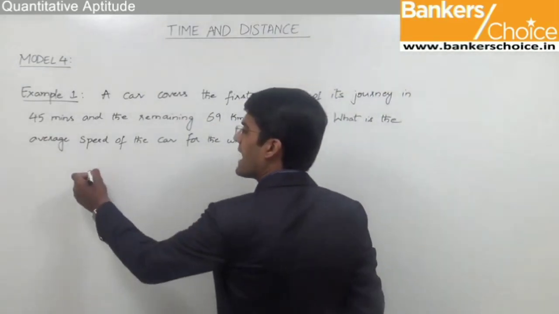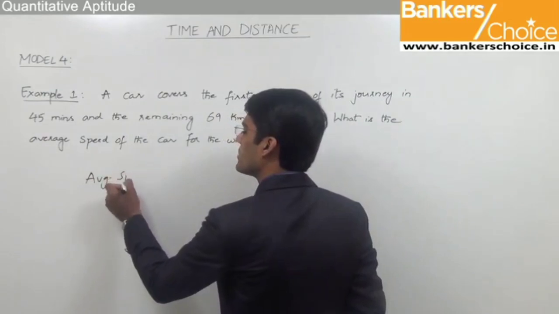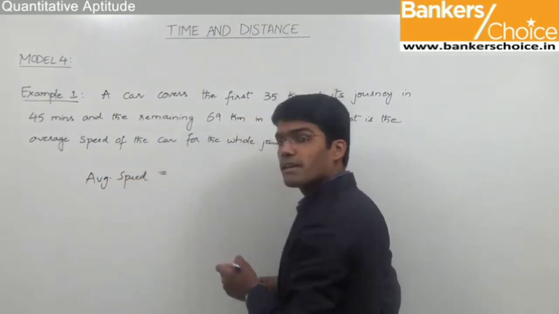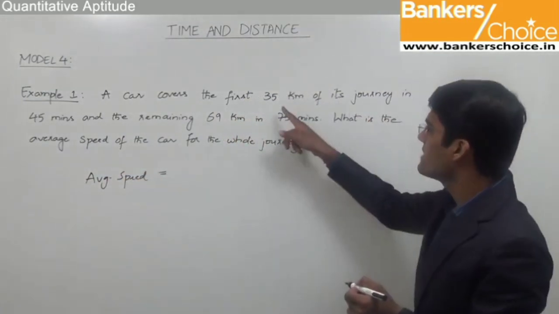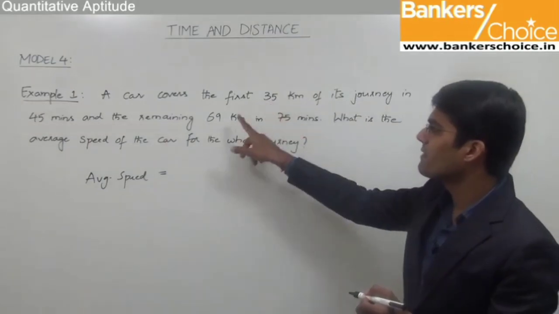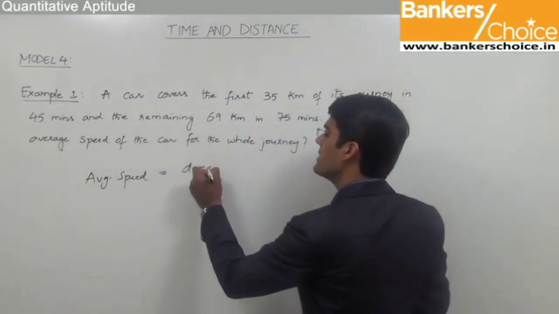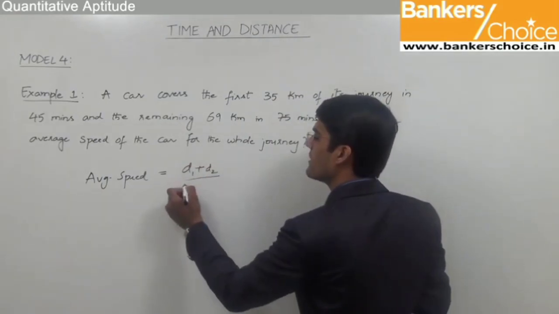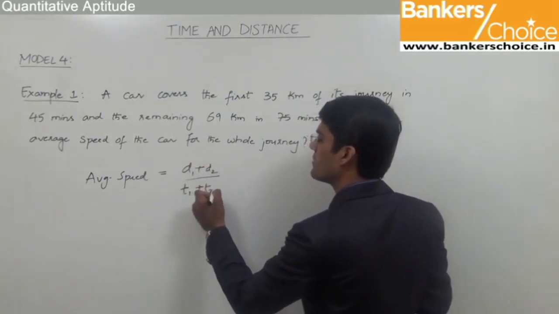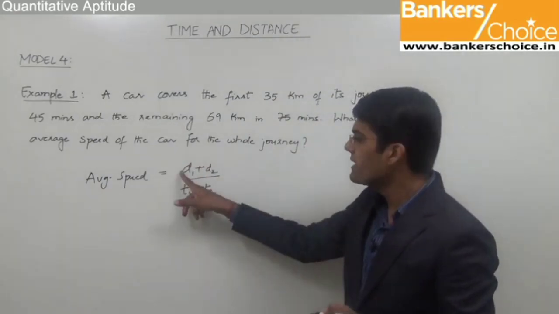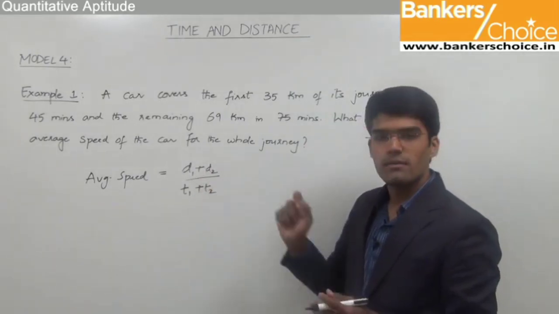We very well know that average speed is nothing but total distance travelled by total time taken. Now here, as we can see, the distance is in two parts, first 35 kilometers and then 69 kilometers. So we can say that it is d1 plus d2, that is the total distance, divided by total time t1 plus t2. So t1 is the time taken to travel d1 and t2 is the time taken to travel d2.